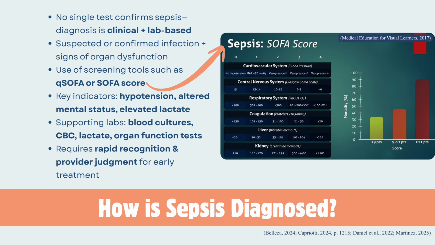Sepsis is diagnosed based on a combination of clinical assessment and laboratory findings, as there is no single test that can definitively confirm it. Diagnosis is typically suspected when there is a known or suspected infection, along with signs of organ dysfunction.